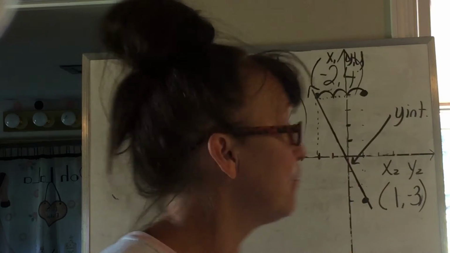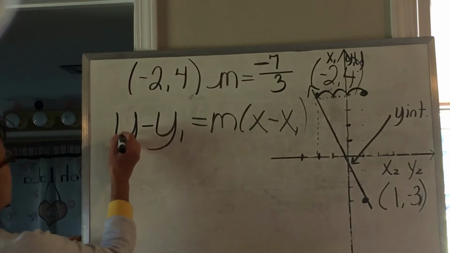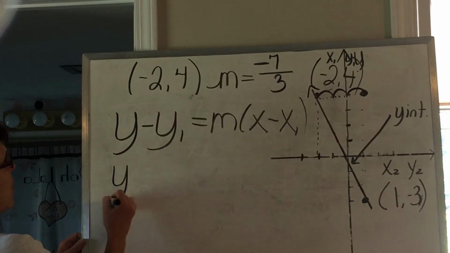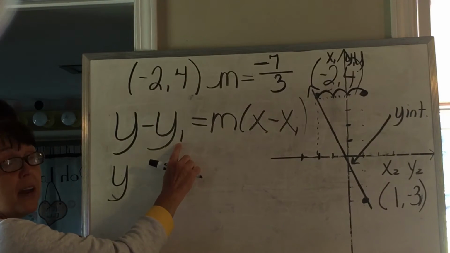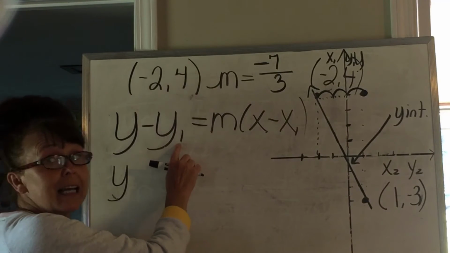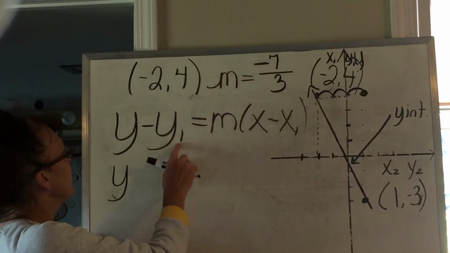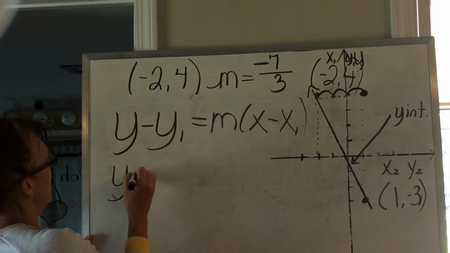Okay, and we've done that. So this y is the variable y. How did I know that? Because it doesn't have a number below it. That number is called a subscript, and it doesn't have a subscript there. So that's how you know that's the variable y.